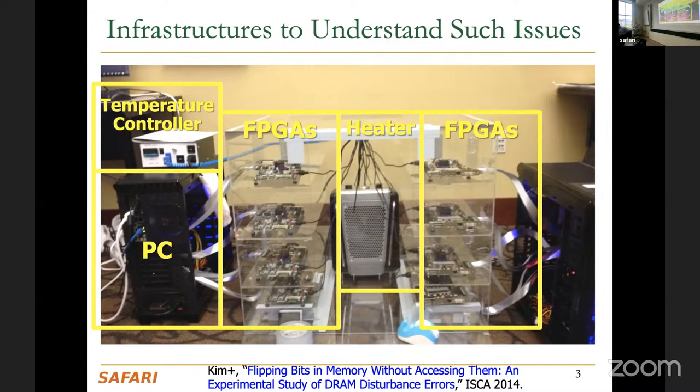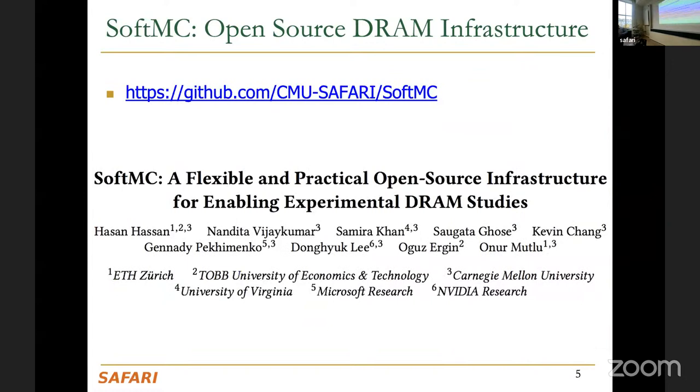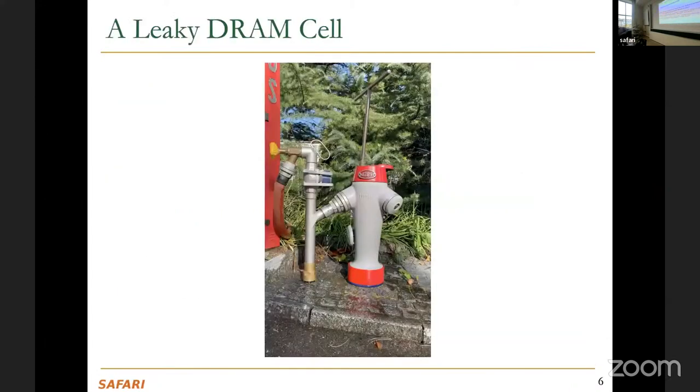Okay, so this is where we did a lot of RowHammer experiments, and this is when we released it. We made it actually much easier to use. This is part of Hassan's PhD thesis. It's flexible, it's easy to use. It's even easier to use right now with the DRAM vendor because it's a Python API, and open source. And this has enabled a lot of studies, like the RowHammer studies that we discussed, some studies that were previously not possible to do.